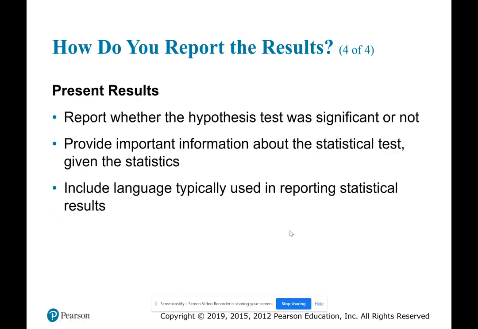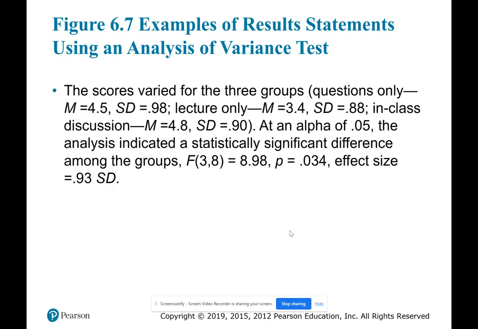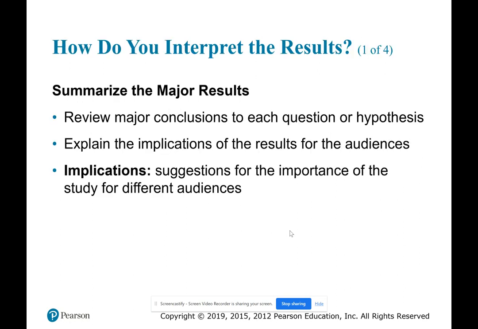Presenting your results of your descriptive and inferential statistical analysis is important. At a minimum, you should state if the hypothesis was significant, give information about the analysis performed, and use language normally used when reporting statistical results. On page 199, figure 6.7 gives examples of results statements for both descriptive and inferential statistics. So you could just plug in your results into these examples, and that could help you write up your analysis results.